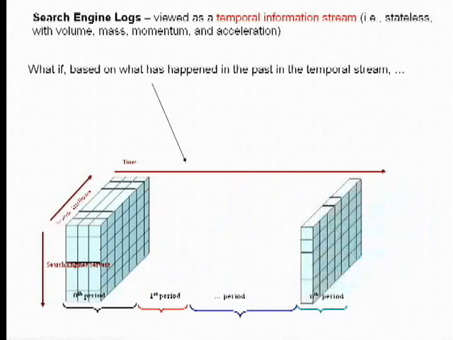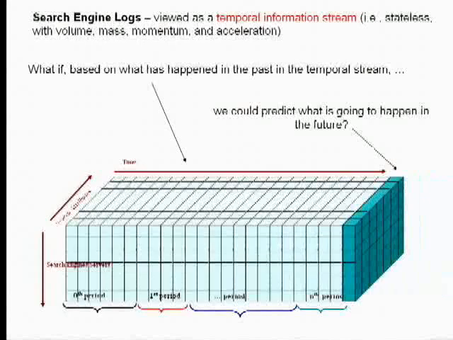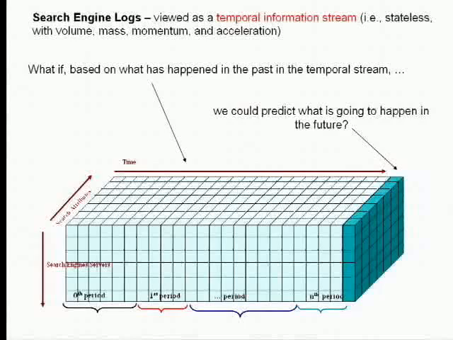So we can view these logs as stateless, but with volume, mass, momentum, and acceleration. If we look at data that's in the past, what if we can take that data and, at one slice, predict what's going to happen next? It's really the same approach in terms of modeling the user with some degree of probability, but a totally stateless approach. That's the research I've already done.